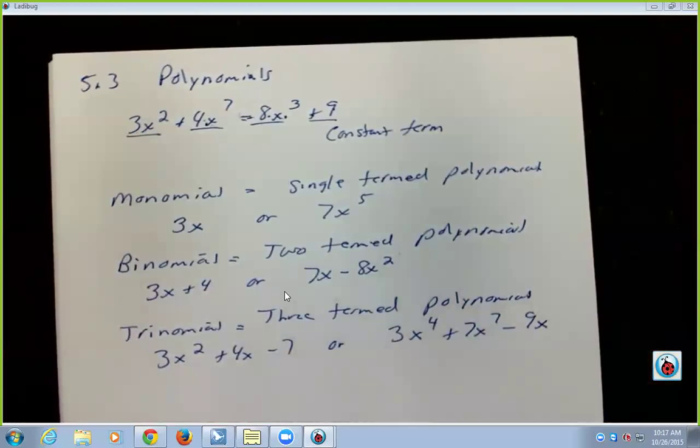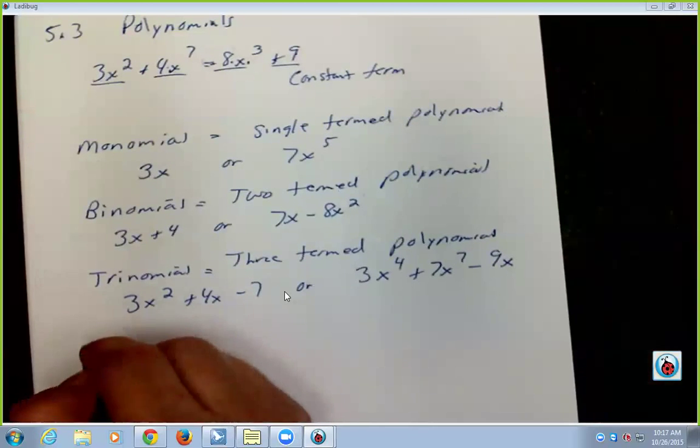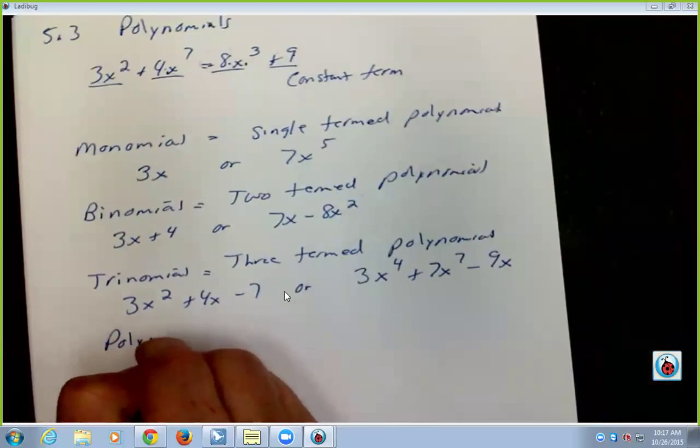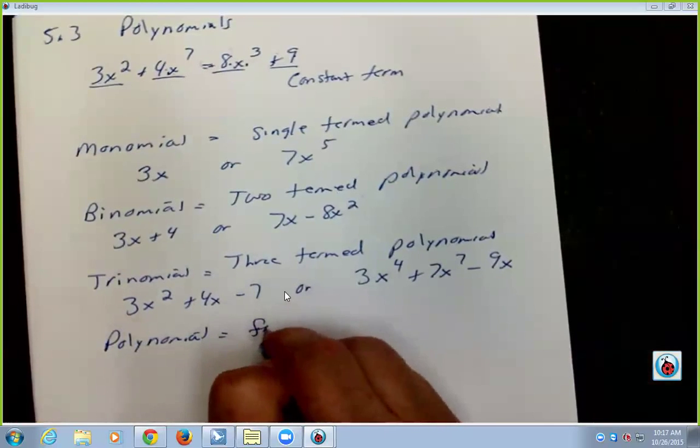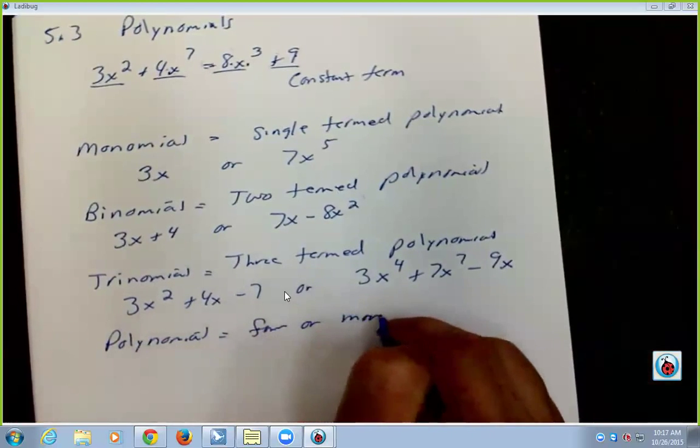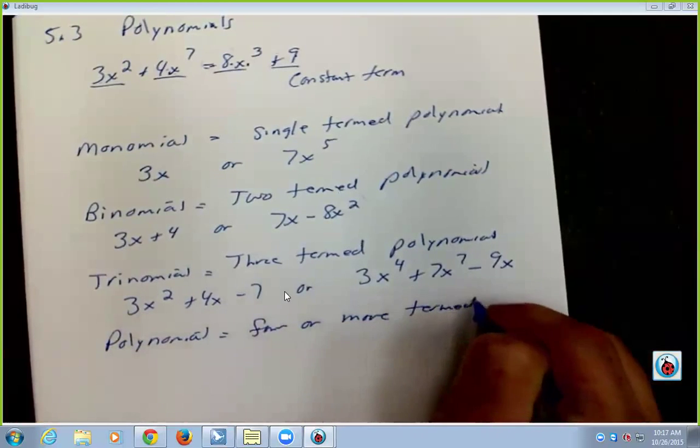So anything after three terms is just simply called a polynomial. So it's a 4 or more termed polynomial.